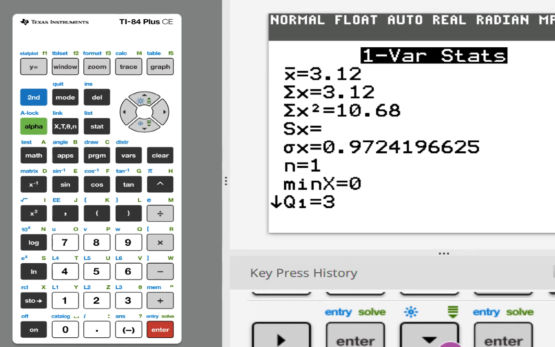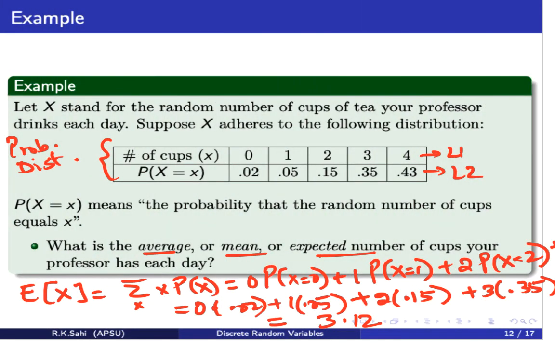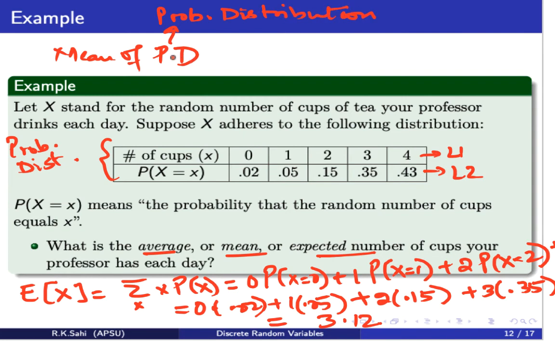Okay, so what did we find here? We found that the sample mean, or the average for this probability distribution. Guys, I'm going to take short forms. So PD means probability distribution, RV means random variable, okay? Every time I use the word PD, that means I'm talking about probability distribution. So the mean of the probability distribution is that x bar for us, which is 3.12.